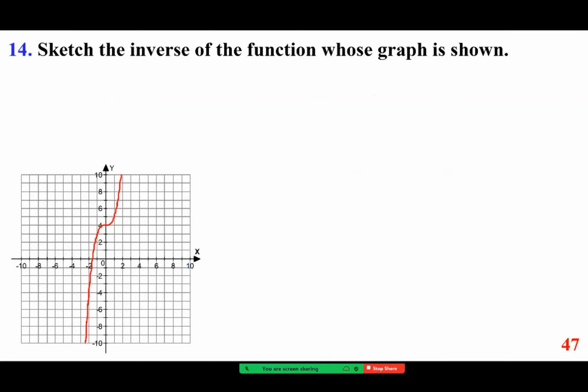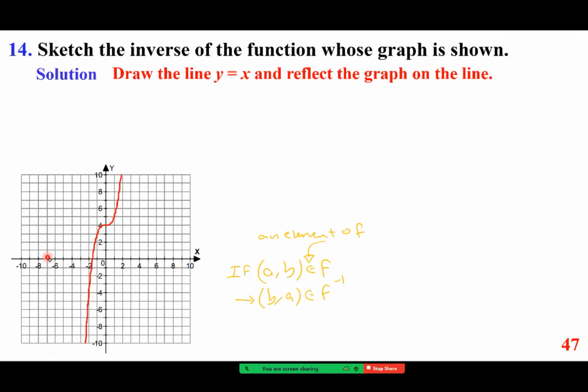We want to sketch the inverse of the function whose graph is shown. And to do that, just remember if a, b belongs to f, then b, a is an element of its inverse if two functions are inverse of each other. So you always locate easy points. So draw the line y equals x and reflect the graph on the line. Remember, because it's symmetry with respect to y equals x.